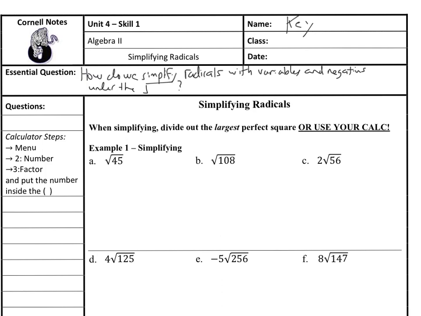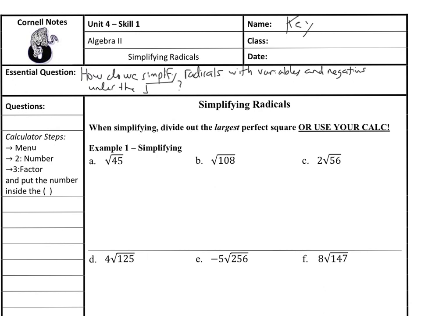All right, so here we go. How do we simplify radicals with variables and negatives under the square root? So we're going to start off with just basically simplifying radicals. It's stuff that you have done before, all right? Maybe a slightly new method. A lot of it is going to be right from the calculator. It makes it that much easier.